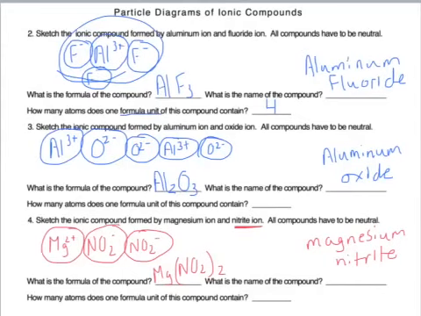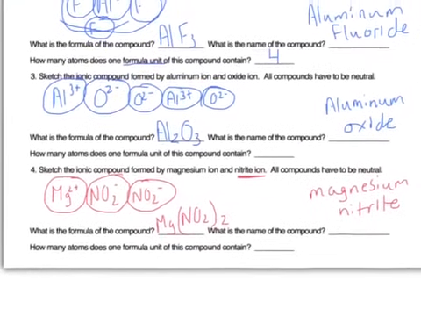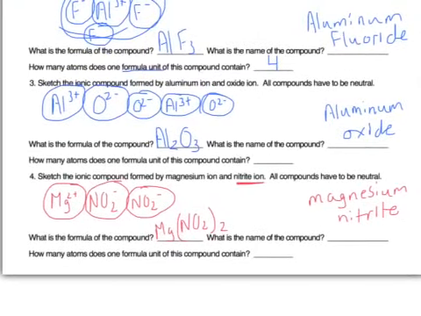And how many atoms does one formula unit of this compound contain? This one's a little tricky, so let's count here. We have 1 magnesium right there. Then remember, this distributes, so we have 1 magnesium, we have 2 nitrogens, and we have 4 oxygens, so the total would be 7.